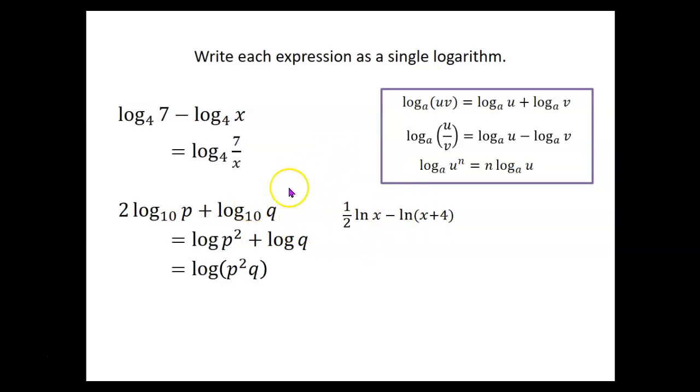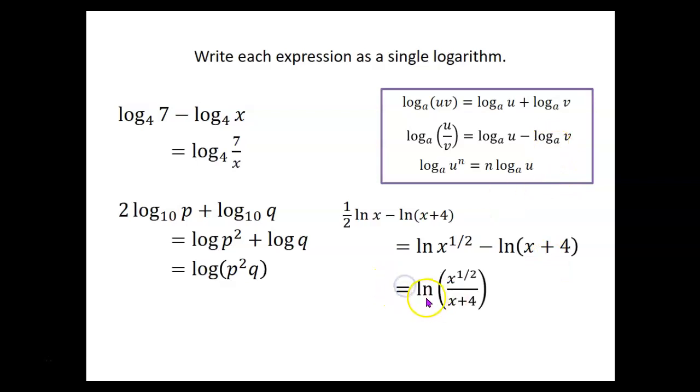So first, do you see what we can do with the 1/2 ln x? By that third property, it's equal to the ln of x to the 1/2 power. Now do you see what we can do when we have ln of one thing minus ln of something else? We can write it as ln of x to the 1/2 power over x plus 4. So that's our final answer, or if you'd rather write it instead of x to the 1/2, that's equivalent to the square root of x, so we could say that this is ln of the square root of x over x plus 4.